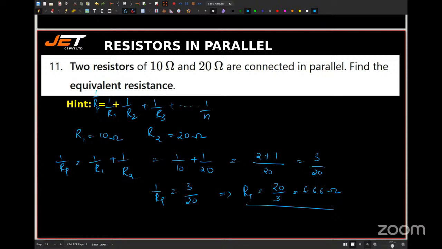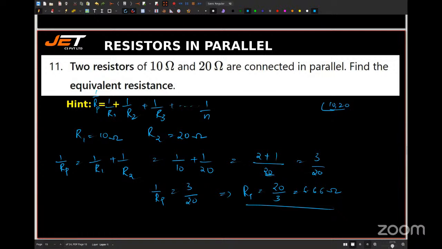This is 3 by 20, right? Not 1 by 30. You don't add the denominators, you add the numerators, right? So take 10 comma 20 as LCM and you do it and you are ending up with 20. Then if you do it, you'll get it.